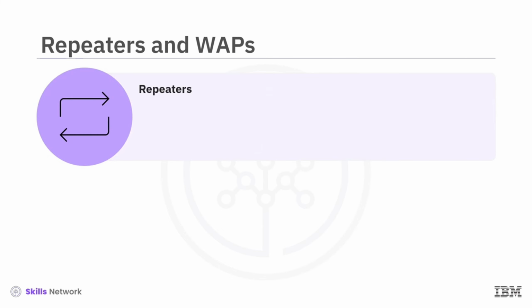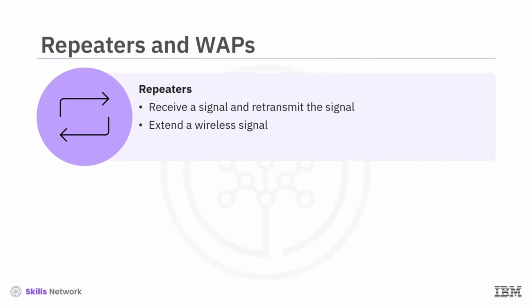A repeater, or extender, receives a signal and retransmits it. Repeaters are used to extend a wireless signal so it can cover longer distances or be received on the other side of an obstruction like brick, steel, or concrete. Repeaters connect to wireless routers.